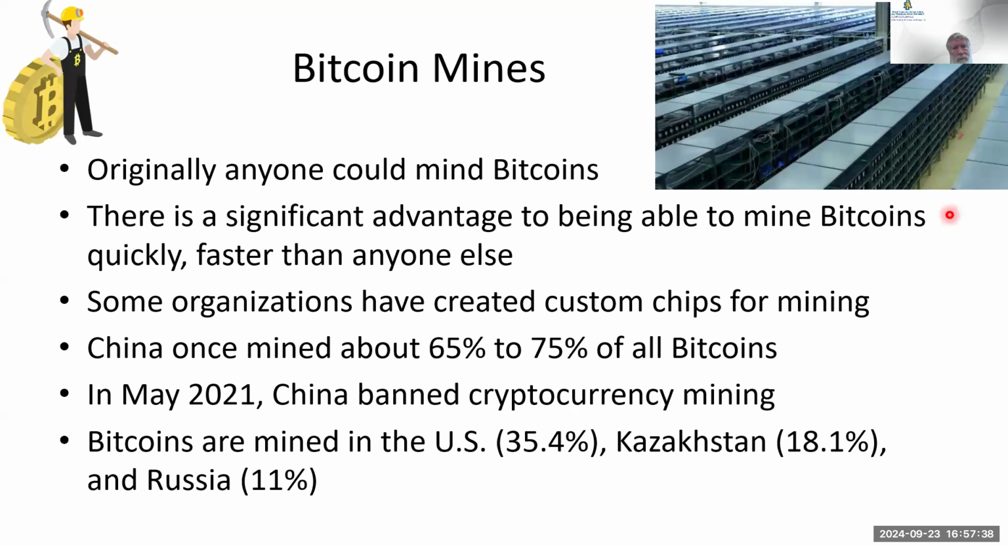There are Bitcoin mines, rack after rack after rack of specially developed machines. They have custom chips that do this, so they try to be as fast as possible. Obviously, they spend a lot of money doing this. At one point, China used to mine most of the Bitcoins, but then China decided they didn't like this, and they banned cryptocurrency mining in their country, so none of them are mined there. The United States does mine more than anybody else.